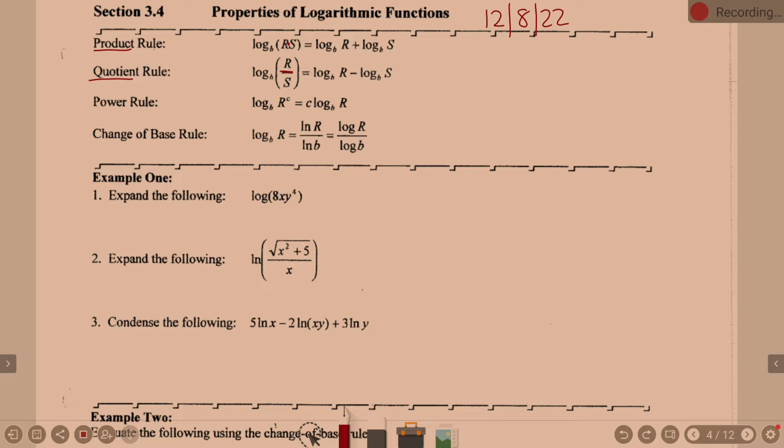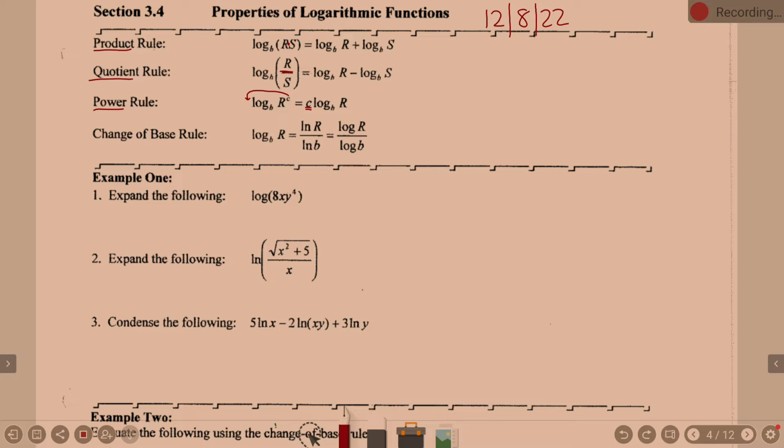We also have the power rule. The power rule says that if you have a value in the power of the log, it can be moved and written out front as a coefficient. So, for instance, right here, the C. It can be written in the exponent form, or it can be moved out front and written as a coefficient. So that's our power rule.